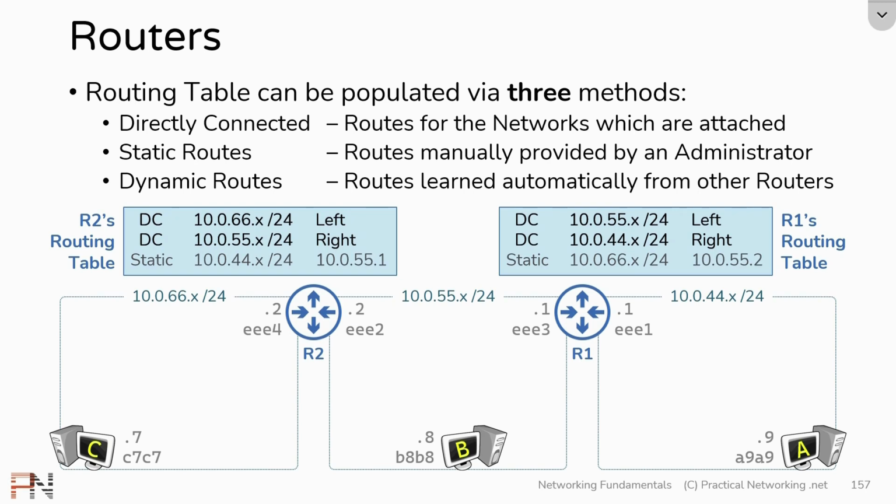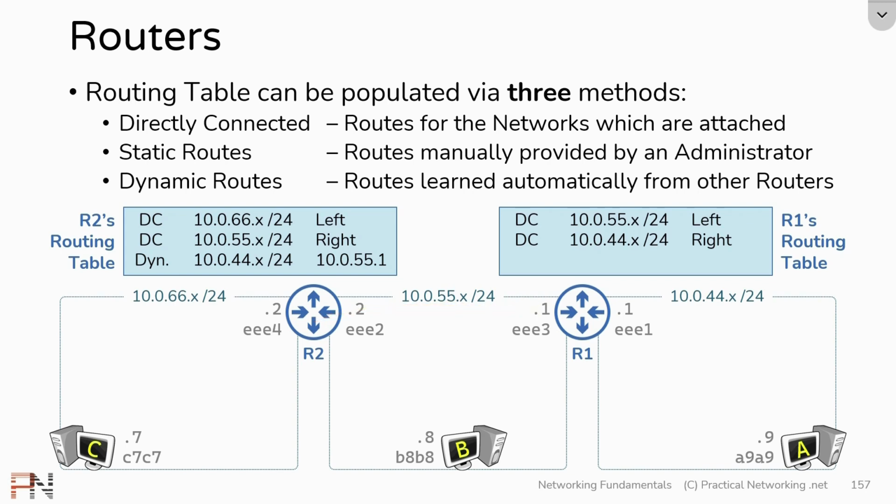For example, if we got rid of these static routes and instead told R1 and R2 to do dynamic routing amongst each other, R1 would share with R2 that R1 knows about the 10.0.55 and the 10.0.44 network. R2 would say, oh, I already know about the 10.0.55 network, but I don't know about the 10.0.44 network. Anything R2 gets destined to the 10.0.44 network, it's just going to send to R1.